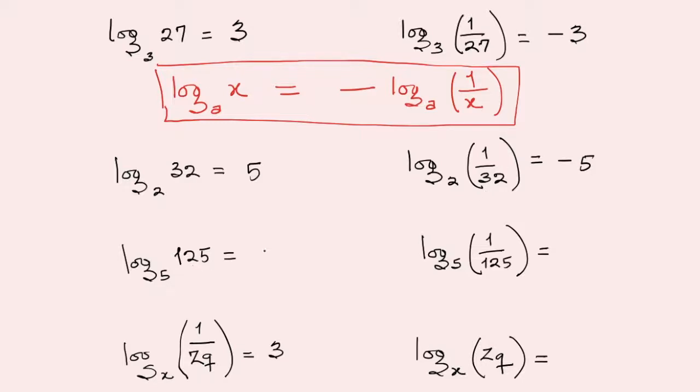Log to the base 5 of 125 is 3. And log to the base 5 of 1 over 125 is simply equal to minus 3. Take note, the bases are the same. The only thing that changes is the number. And the second case here is an inverse of the original number. So all you have to do is add a minus. And that's what you have here. So in this case, if we have that log to the base x of 1 over zq is equal to 3, then what is log to the base x of zq? It's an inverse. It's the same thing. All we have to do is add a minus, and that's it.